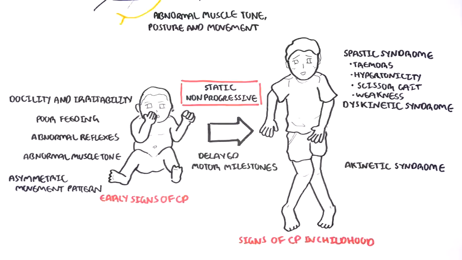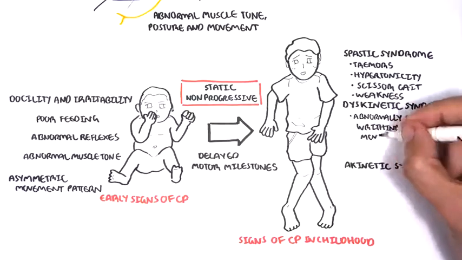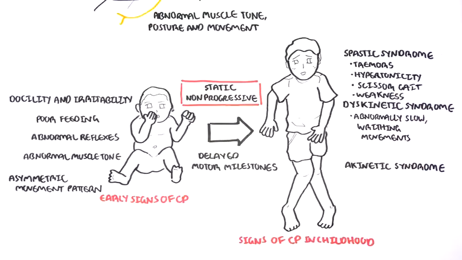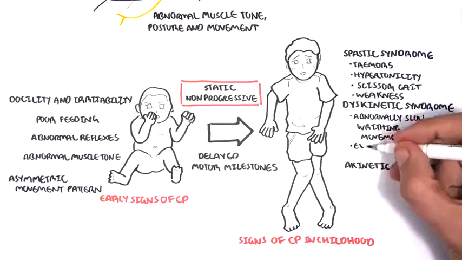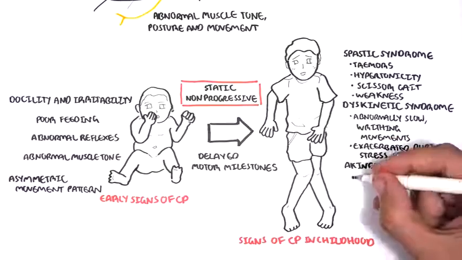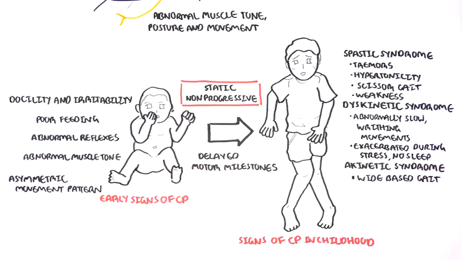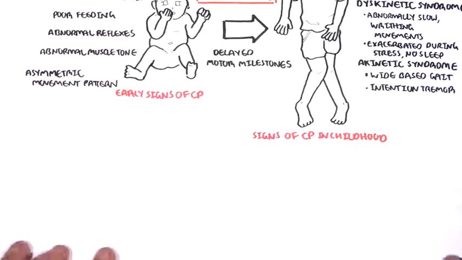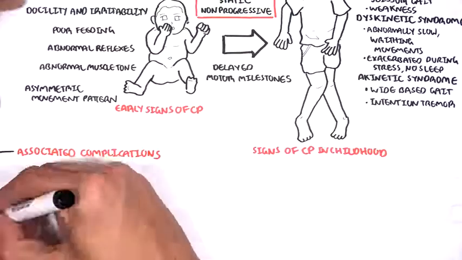The dyskinetic syndrome includes abnormally slow movement, writhing movement, and this movement is exacerbated during stress or when there's no sleep. The ataxic syndrome involves the cerebellum, and so problems here cause a wide-based gait and also intentional tremor. Cerebral palsy is not only about movement and motor problems.